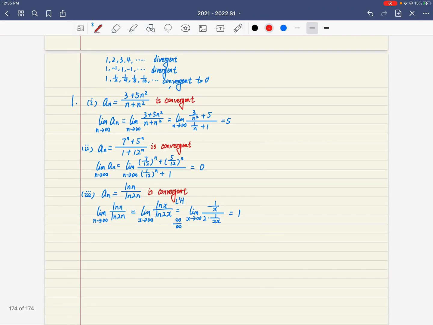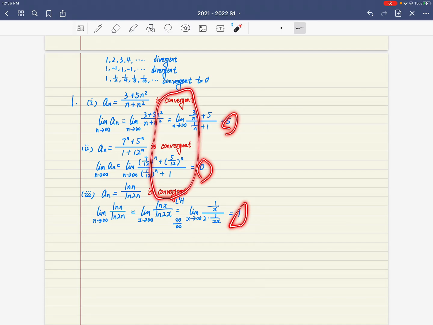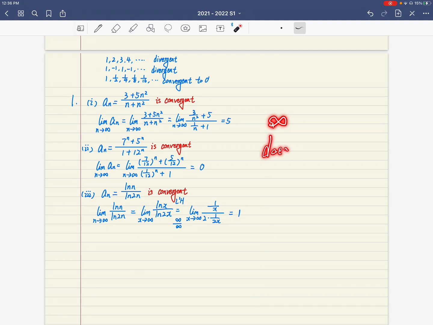So to figure out whether a sequence is convergent or not, just find the limit of an. If it's a real number, then it is convergent. If we get infinity, or if the limit doesn't exist, then it is divergent.